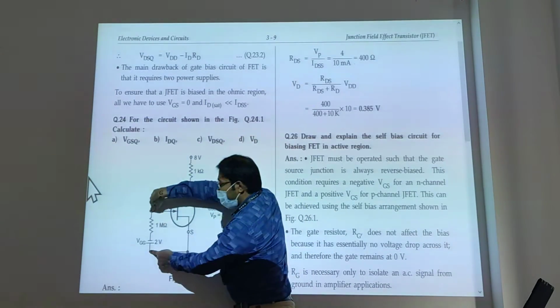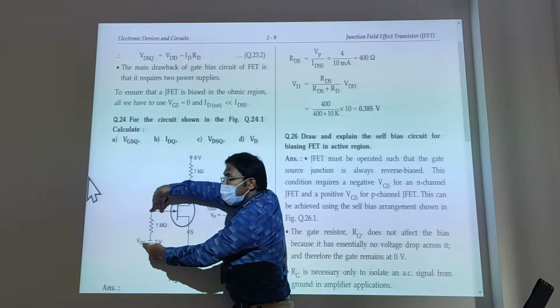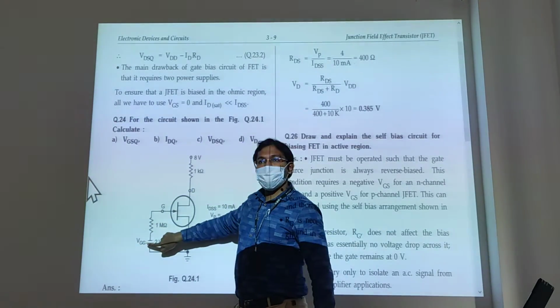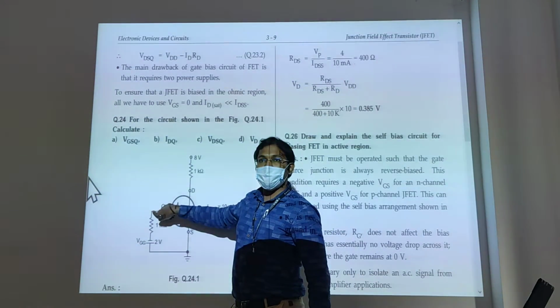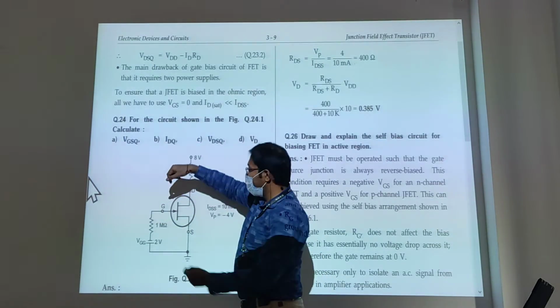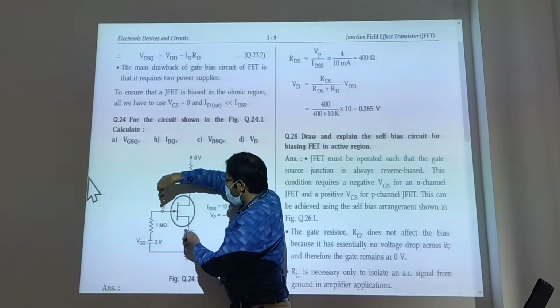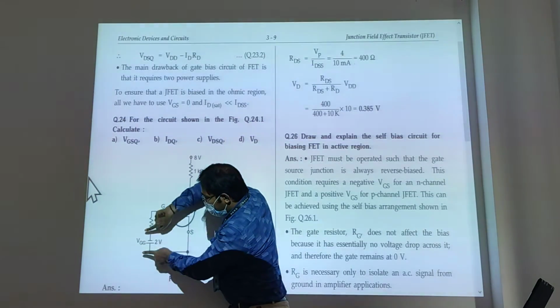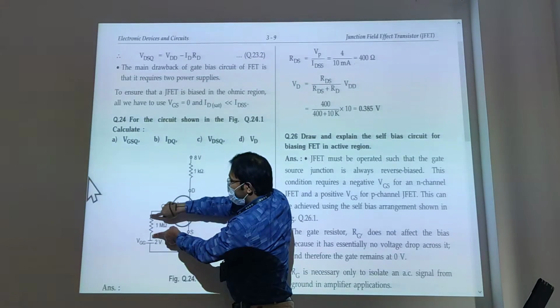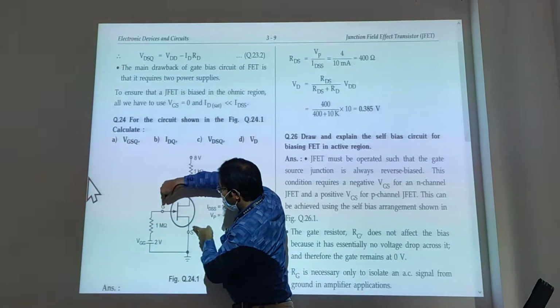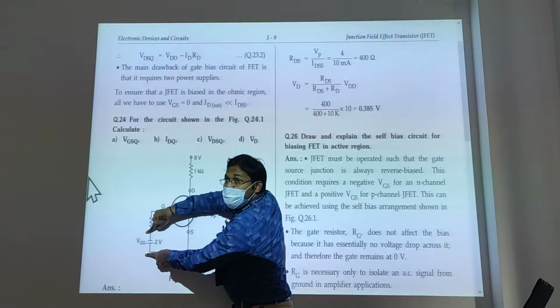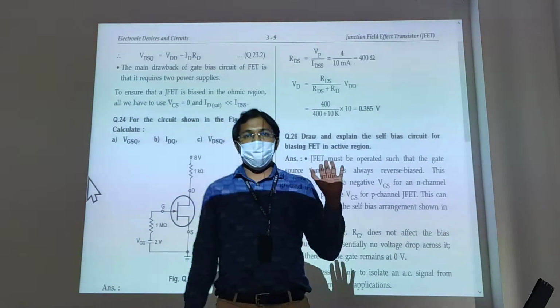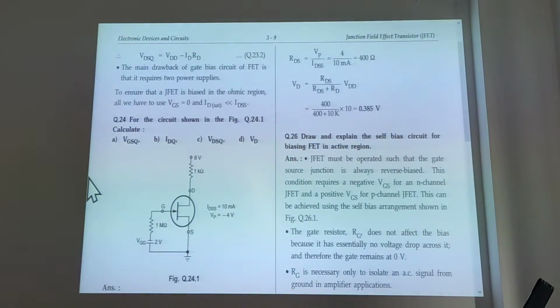So VGS will be simply equal to minus VGG. Why minus VGG? Because the negative terminal is connected. So VGS will be this voltage plus this voltage, and this is 0. So VGS will be minus VGG, which is minus 2. Clear? Any doubts? Anybody need to understand? I have explained this twice.